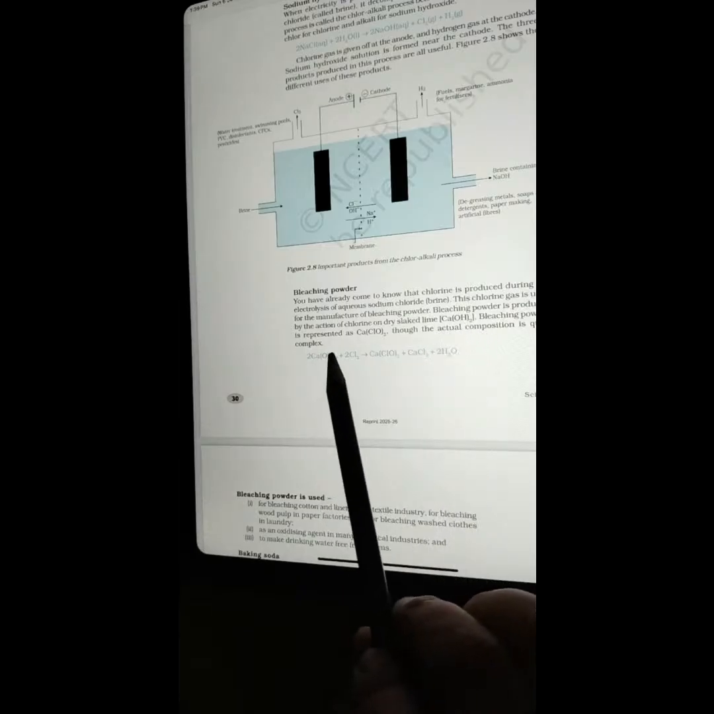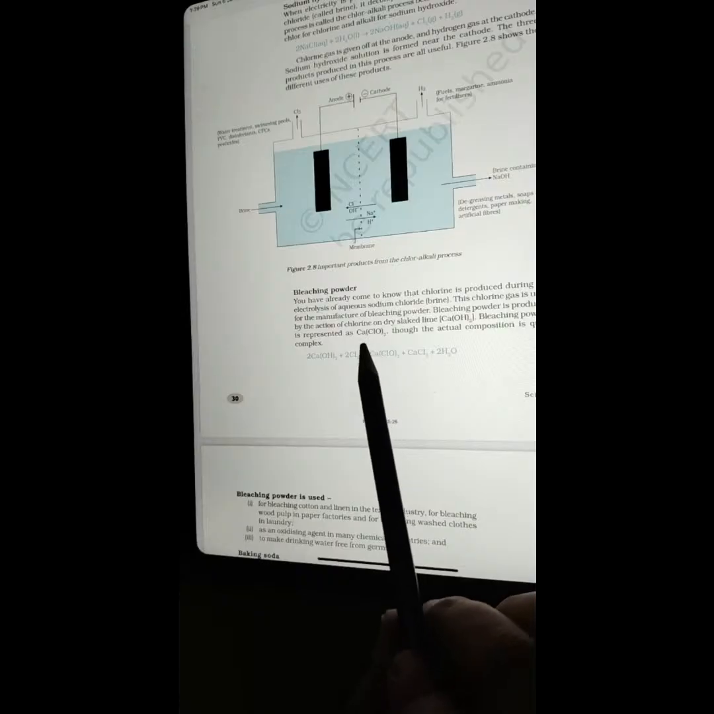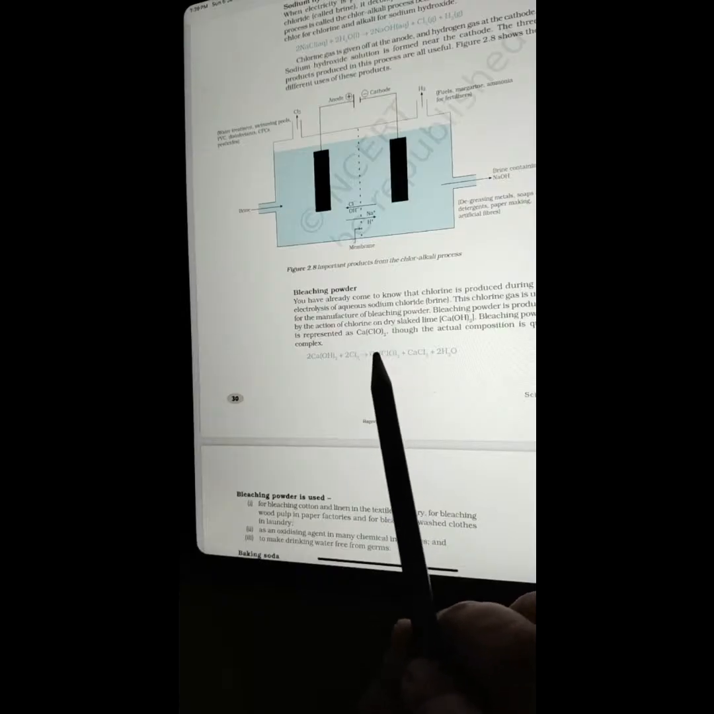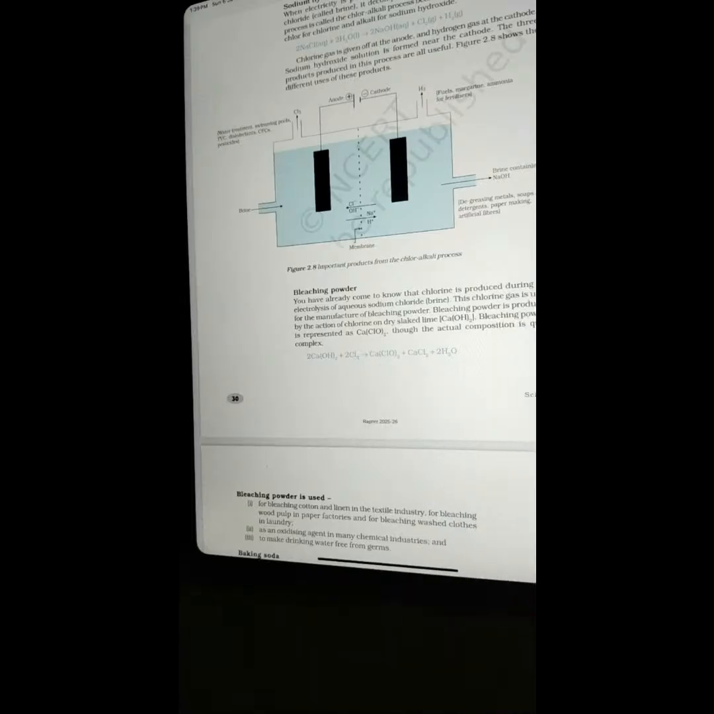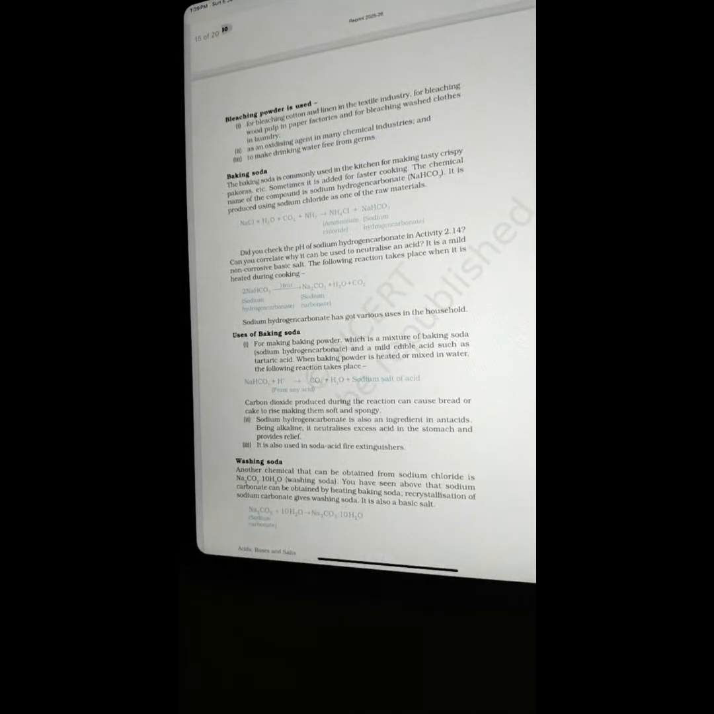Bleaching powder is represented as CaOCl2, though the actual composition is quite complex. The reaction is 2Ca(OH)2 + 2Cl2 gives Ca(OCl)2 + CaCl2 + 2H2O. Next page.